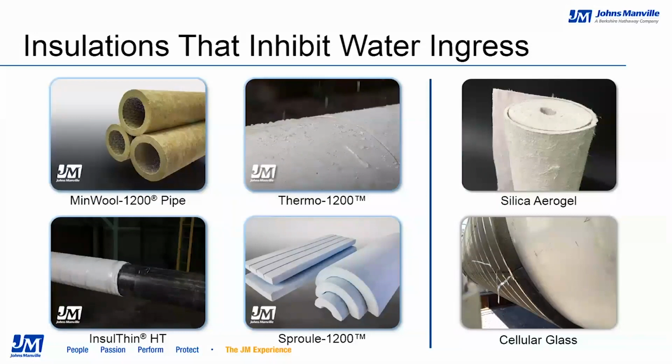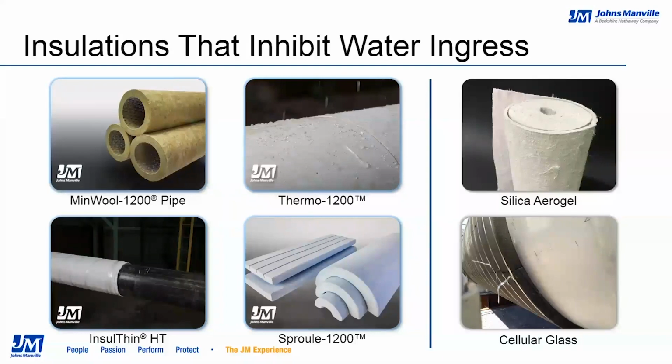As Marybeth said earlier, the level of resistance in each of these insulations varies. For example, Thermo 1200 calcium silicate is designed to shed bulk water like what you would see in an afternoon rainstorm, in comparison to Sproul 1200 and Insulthin HT, which are designed to be non-wicking. If you're familiar with any of these insulations, you'll know that beyond water repellency, their features vary substantially. Insulthin HT is very thin. It's dramatically thinner than any of its other counterparts.